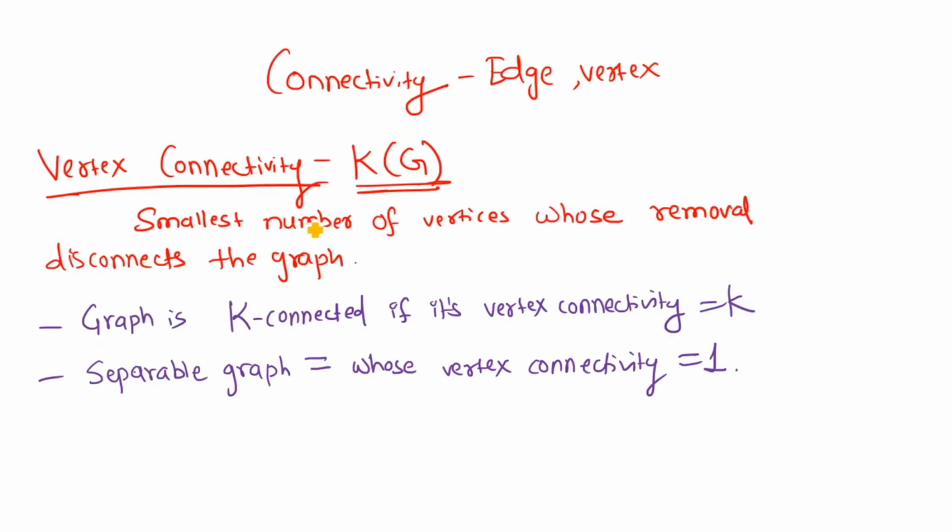Next is vertex connectivity. Vertex connectivity of a graph is represented by k of G, and it is measured by the smallest number of vertices whose removal disconnects the graph into two or more portions. And if you have just one vertex whose removal disconnects your graph into two or more portions, then that graph is called a separable graph.